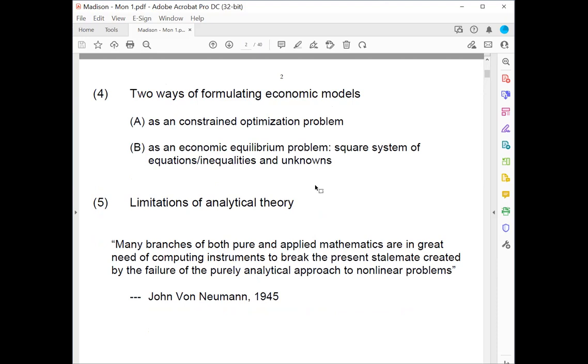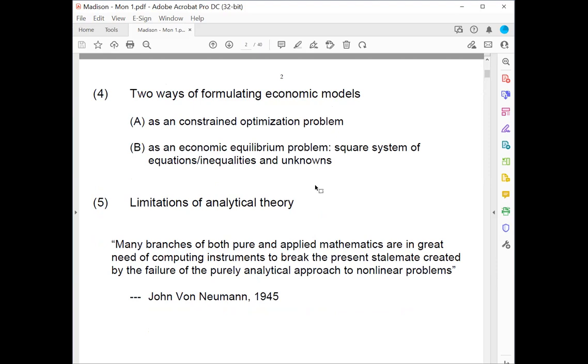It's typical that economic models are done in one of 2 ways: A, small models as a constrained optimization problem, and B, an economic equilibrium problem, which is typically a square system of equations and inequalities and unknowns.